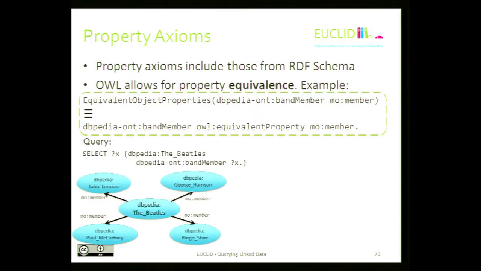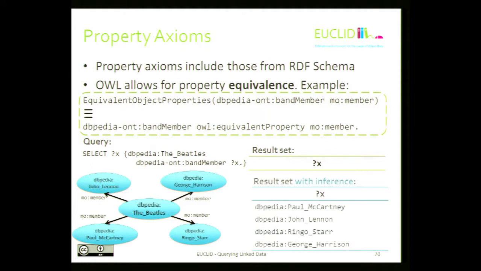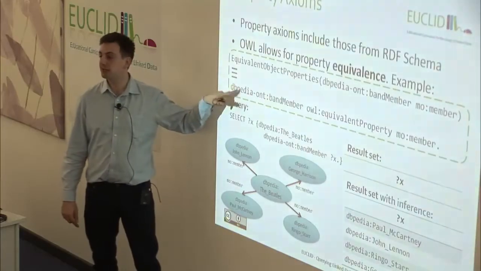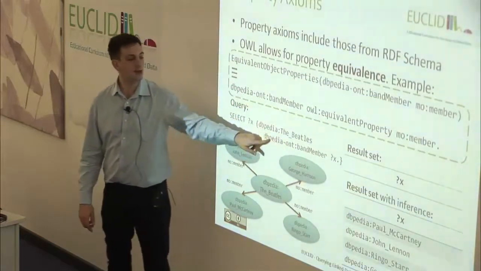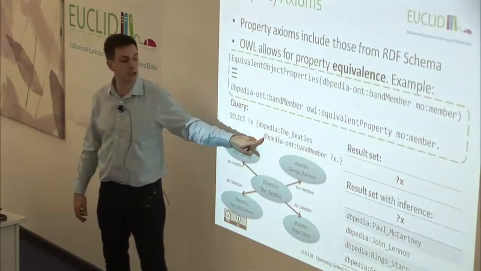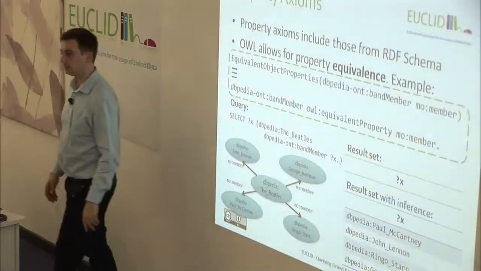For example, if we have MusicBrainz and it populates, for the Beatles, the member property to the 4 main Beatles, then we can write a query here that says what's related to the Beatles through the band member property. Again, not populated in the explicit data, but where we have this schema alignment, essentially, we can query through that other name for essentially the same relationship and get the 4 Beatles.